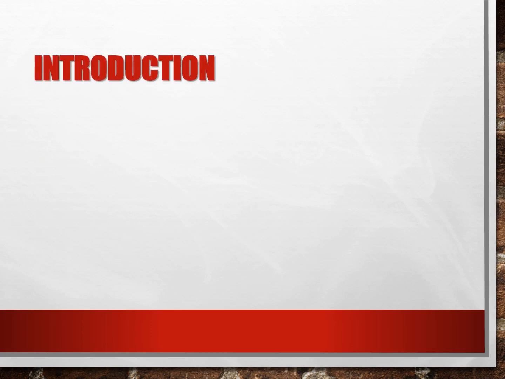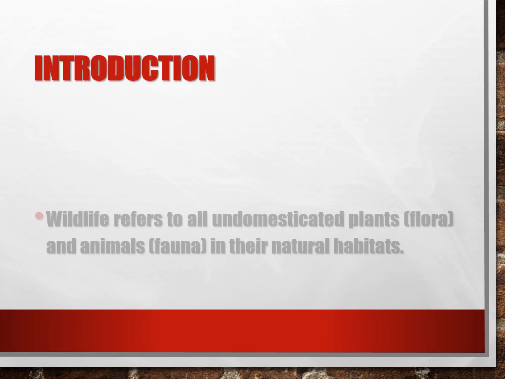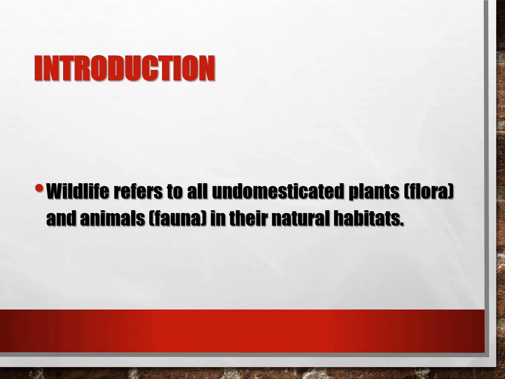So to begin with, we shall define the term wildlife. Wildlife refers to all forms of undomesticated flora and fauna. Flora here refers to plants, and fauna refers to animals in their natural habitats. So every student moving forward should be aware that when we are discussing wildlife, we are not talking about animals only. Rather, we are discussing both animals and plants that are undomesticated and that are in their natural habitats. That is what wildlife is.